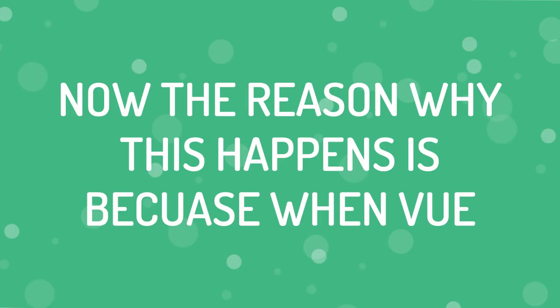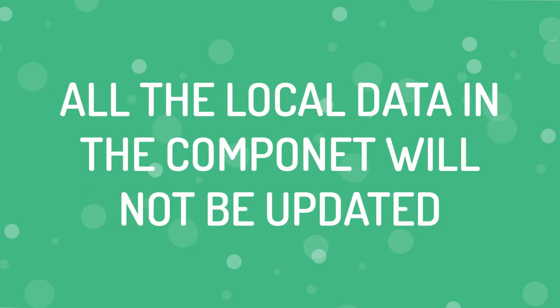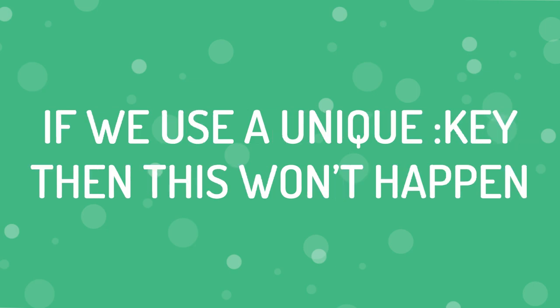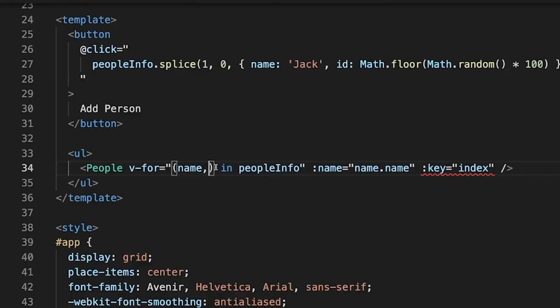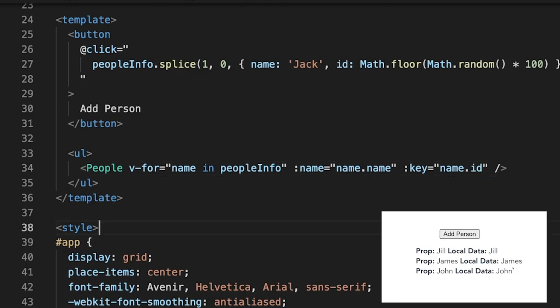Now, the reason why this happens is because when Vue patches the DOM with the new item, all the data local inside of that iterated component is not going to update, and that's because we're using the index as our key attribute. Now, if we use a unique ID such as an id, then this won't happen. So instead of using the index value as our key attribute, let's use the id instead. Then back here inside of our browser, if we click on the button now, you'll see that we no longer have that weird discrepancy between the prop and then the local data.